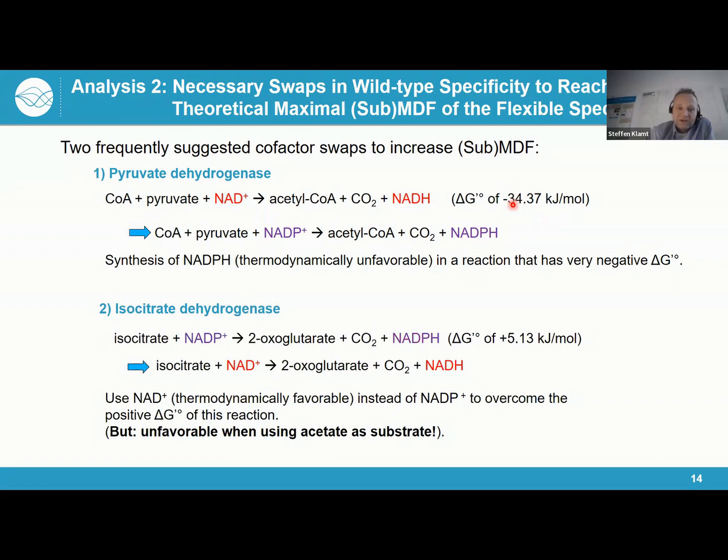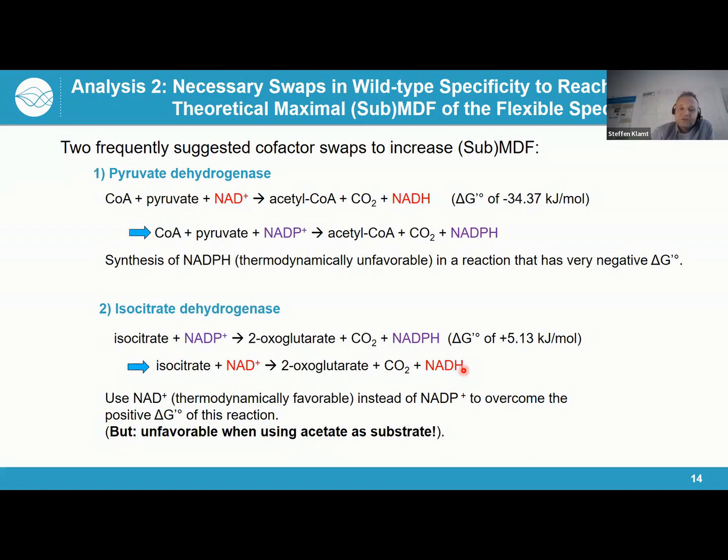Another example is isocitrate dehydrogenase. This reaction has a positive standard Gibbs free energy change, and this means that this reaction is less thermodynamically favored. It's less feasible. And this one uses now NADP. And here the analysis suggests that maybe you should switch to NAD in order to get higher driving forces because, as we know, NAD is there in high concentrations, NADH in low concentrations. And with that, you get a thermodynamically more favorable reaction.